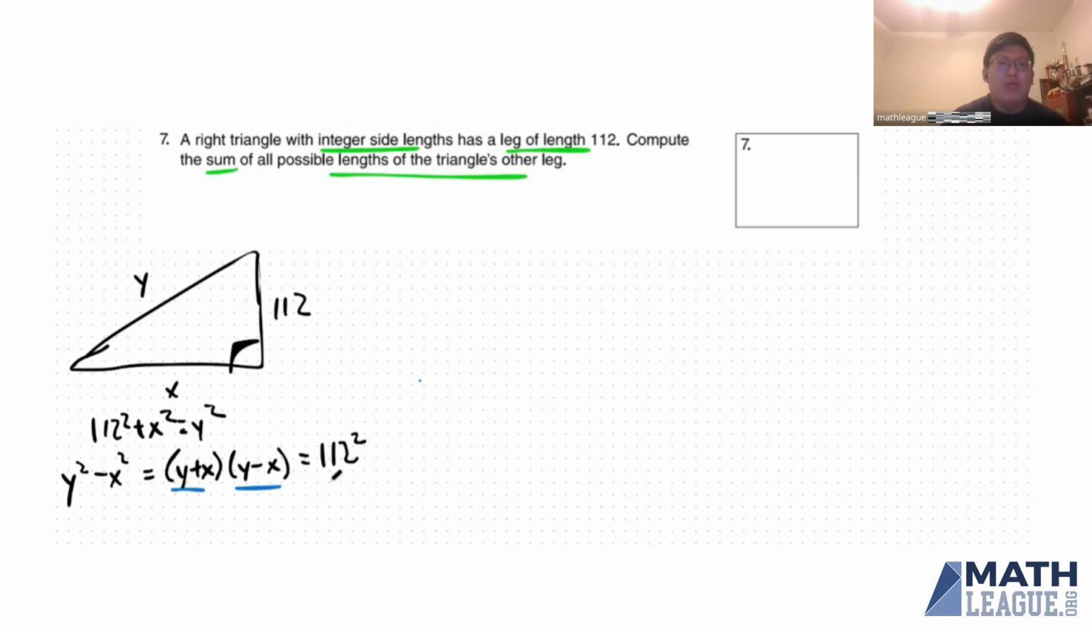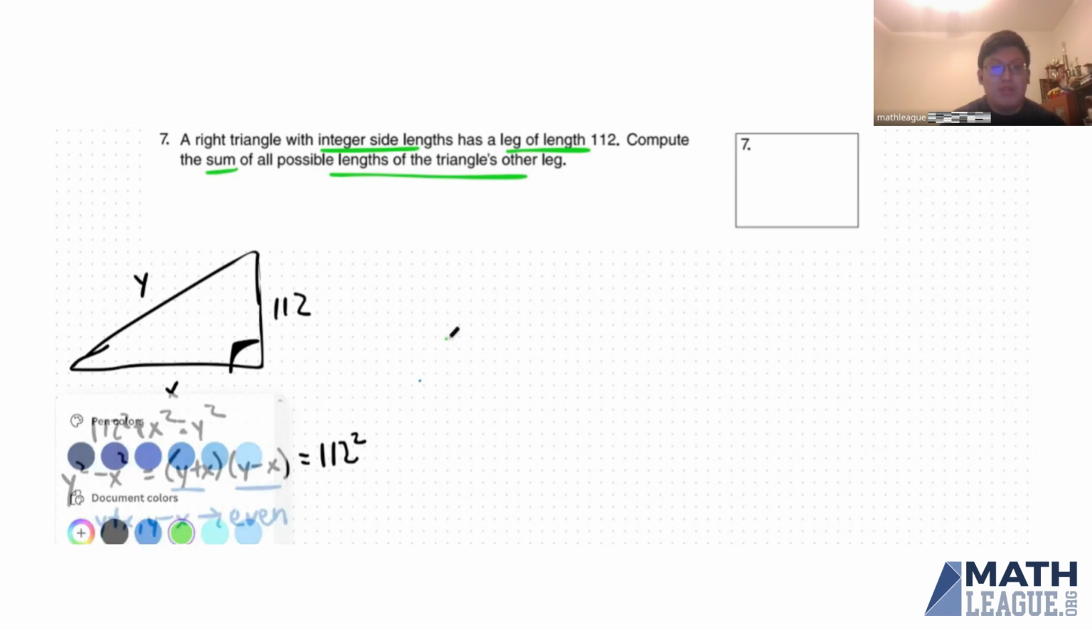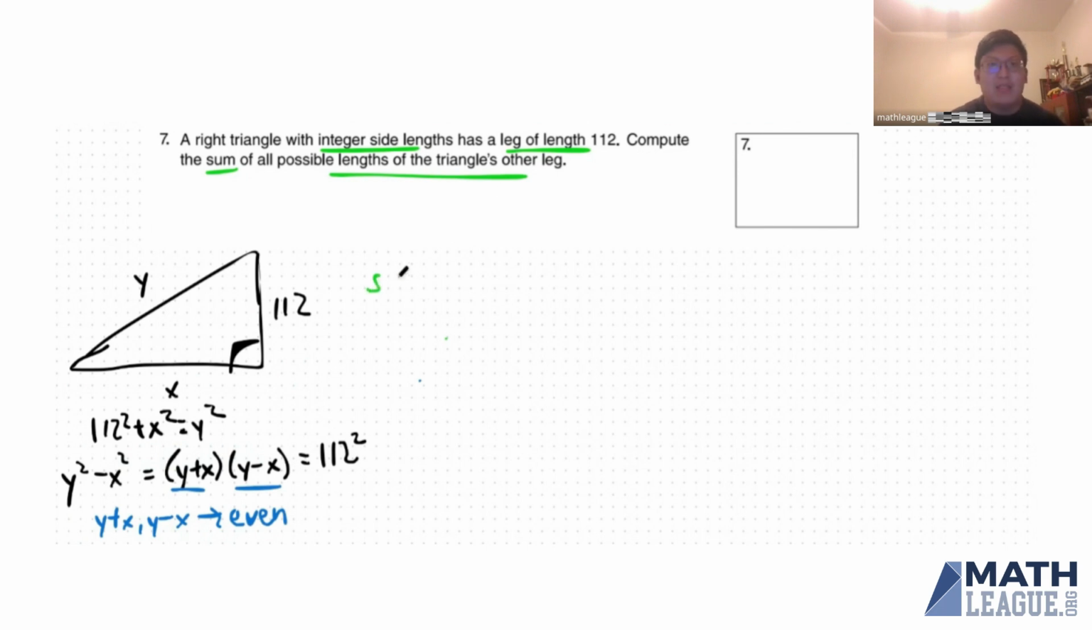Now, why is that helpful? We know that the product of the sum of x and y and the positive difference, y minus x, needs to be 112 squared. 112 squared is even, so that means that y plus x and y minus x are both even. That's helpful to us because we can use this as a substitution. Let s equal (y minus x) over 2, and let t equal (y plus x) over 2. Then s times t is going to be (y minus x) times (y plus x) over 2 squared. So that's 56 squared, right, 112 squared over 2 squared.